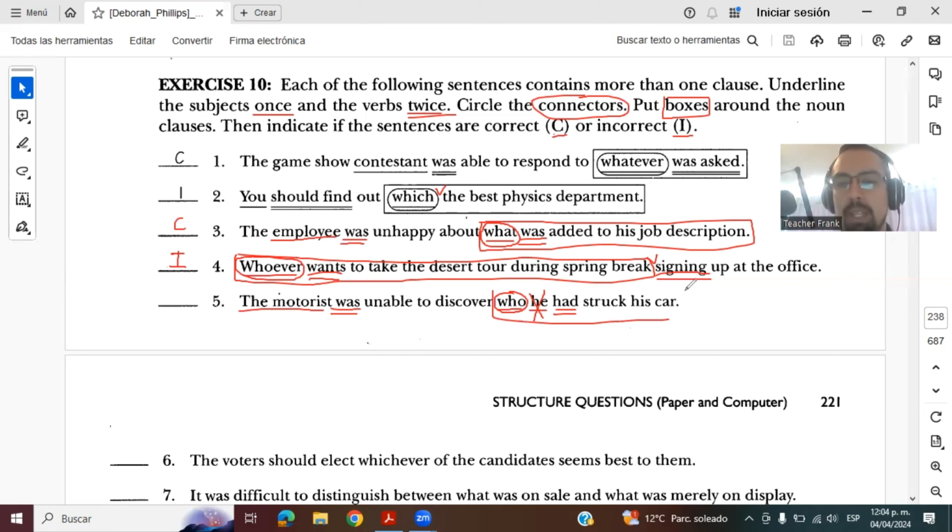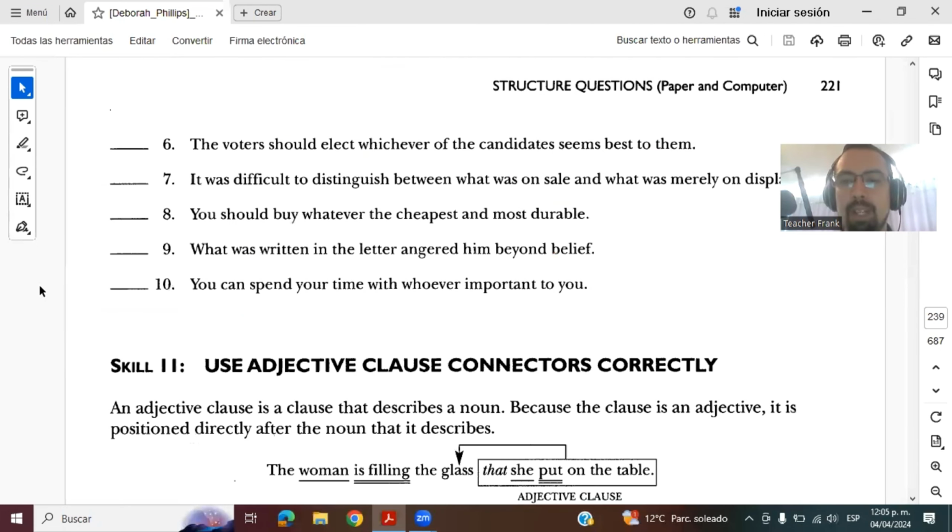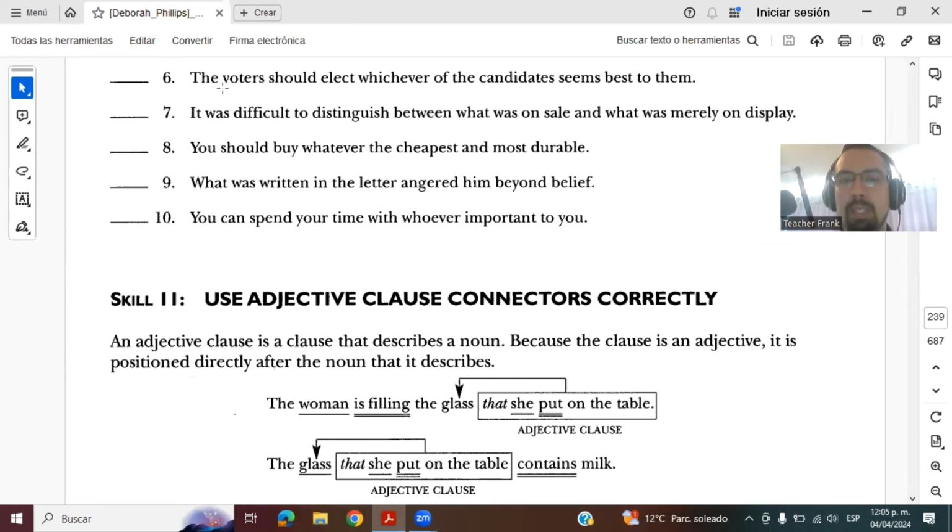In this case, it's going to be an object of a verb, I believe. Object of verb, and we have an extra subject, so that's going to make it incorrect, right? It's going to be object of a verb because it's after the verb, unable to discover. It would be incorrect because we would need to only have who had, right? Okay, now let's go to number 6 to 10. I'm going to leave it on the screen for a moment so you can pause the video and we will check them in a moment, okay?